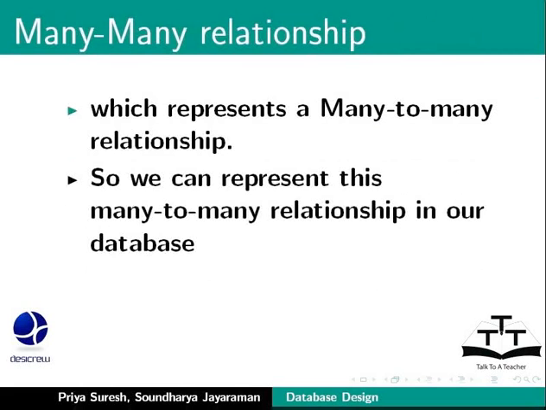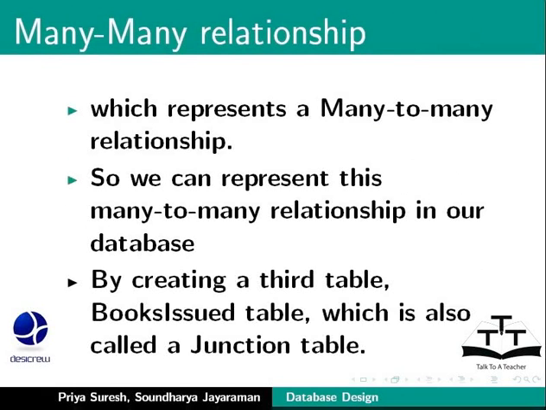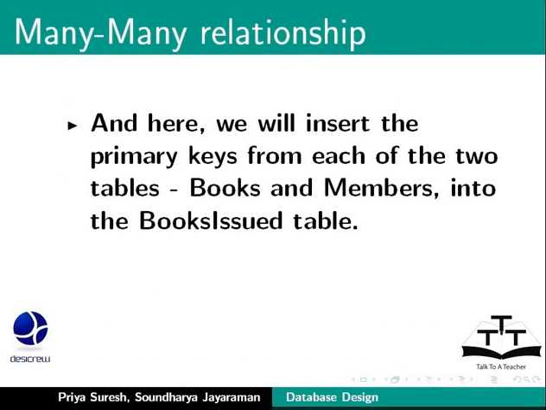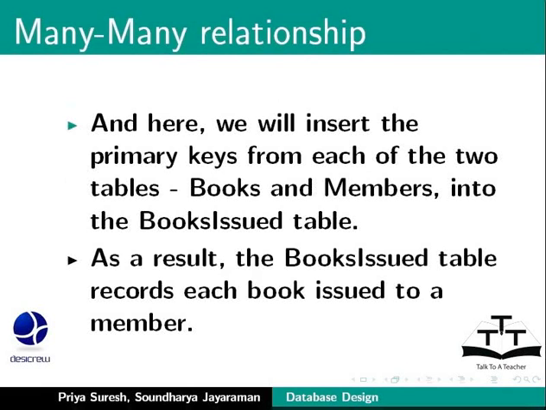So we can represent this many-to-many relationship in our database by creating a third table, Books Issued table, which is also called a junction table. And here we will insert the primary keys from each of the two tables, books and members, into the Books Issued table. As a result, the Books Issued table records each book issued to a member. So, by creating a third junction table, we can represent many-to-many relationships.